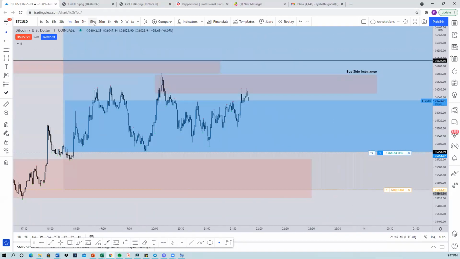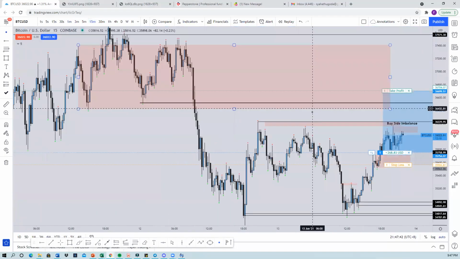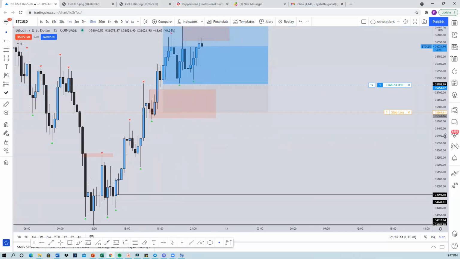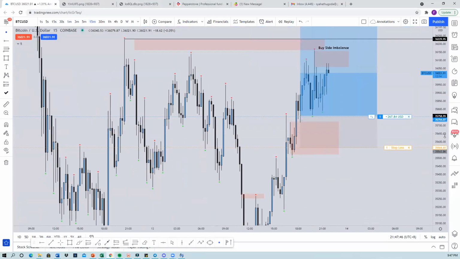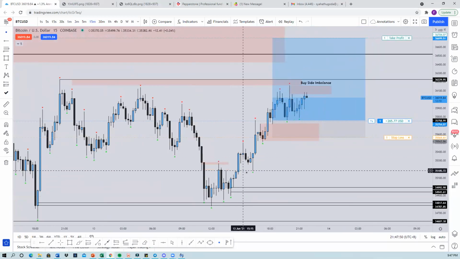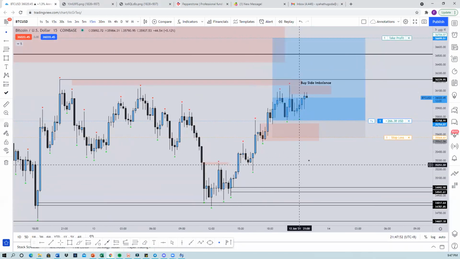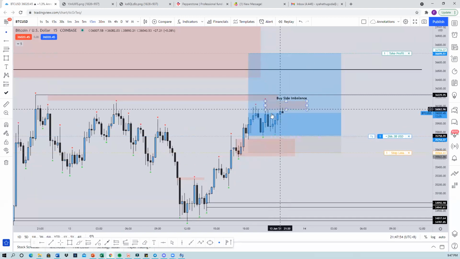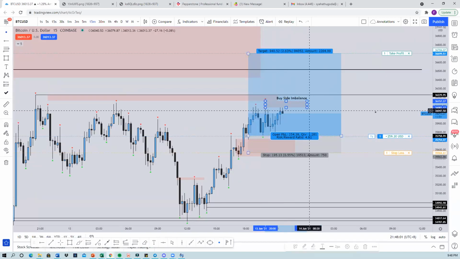Okay, now let's go back to the 15-minute. So again, don't confuse yourself on the 1-minute chart. It's always based on the 15-minute chart. The 15-minute chart will show you which part is imbalanced or which part is not. Okay. So now we are starting to fill up this buy side imbalance. Now this is filled, a small portion filled up. So we close it up now.